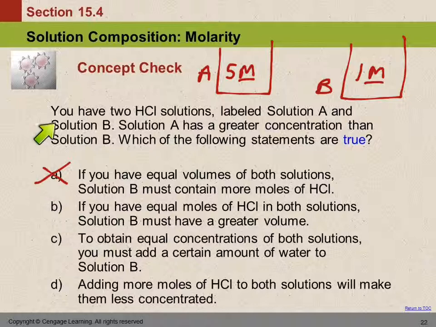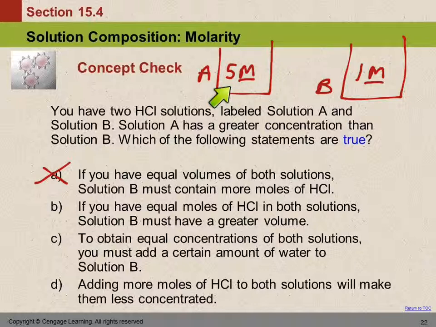So there's no numbers in this problem. But you can make up some numbers. Make up easy numbers. You can make up some numbers for what if, just to see if the comparisons are true. Let's look at this one. If you have equal moles of HCl in both solutions, solution B must have a greater volume.